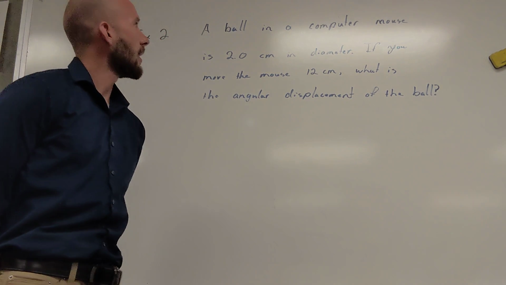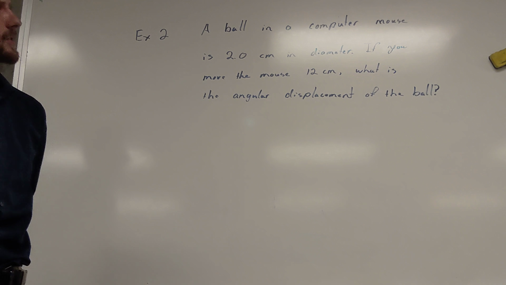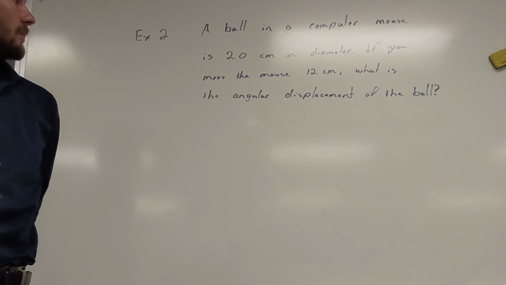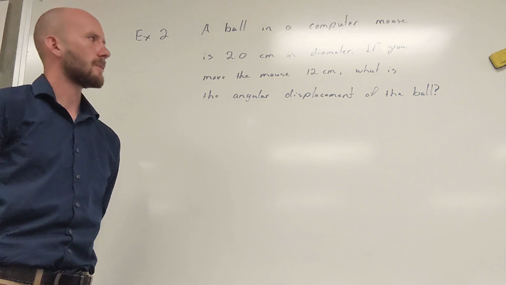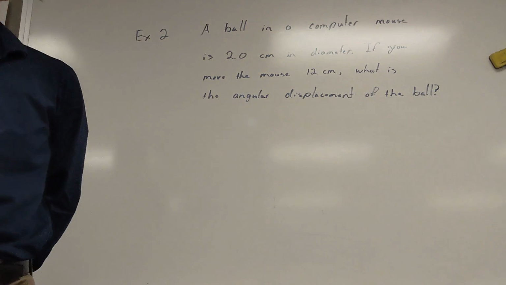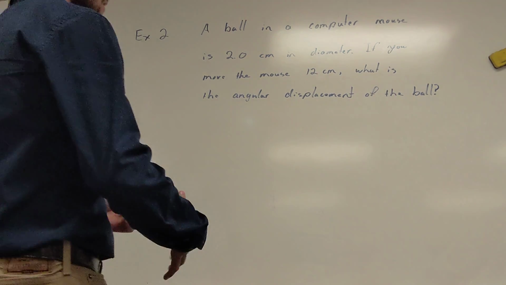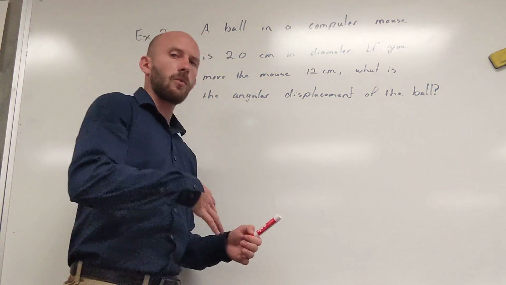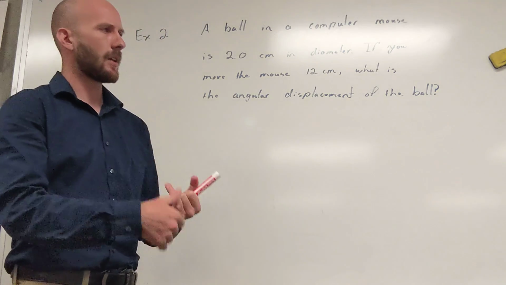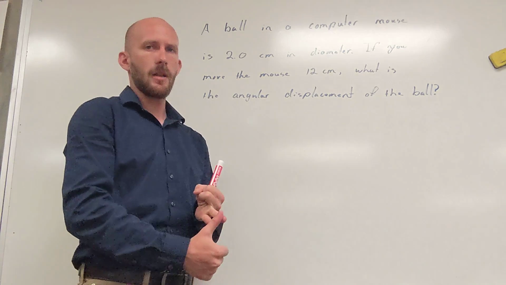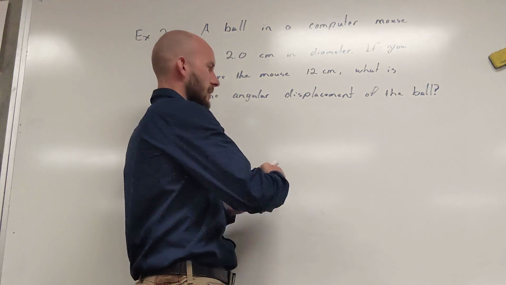Okay, so we've got a ball in a computer mouse that is 2.0 centimeters in diameter. If you move the mouse 12 centimeters, what is the angular displacement of the ball? I'm going to tell you, the last problem was everything angular: angular velocity and angular acceleration. In this one, we're going to be dealing with both angular and linear.